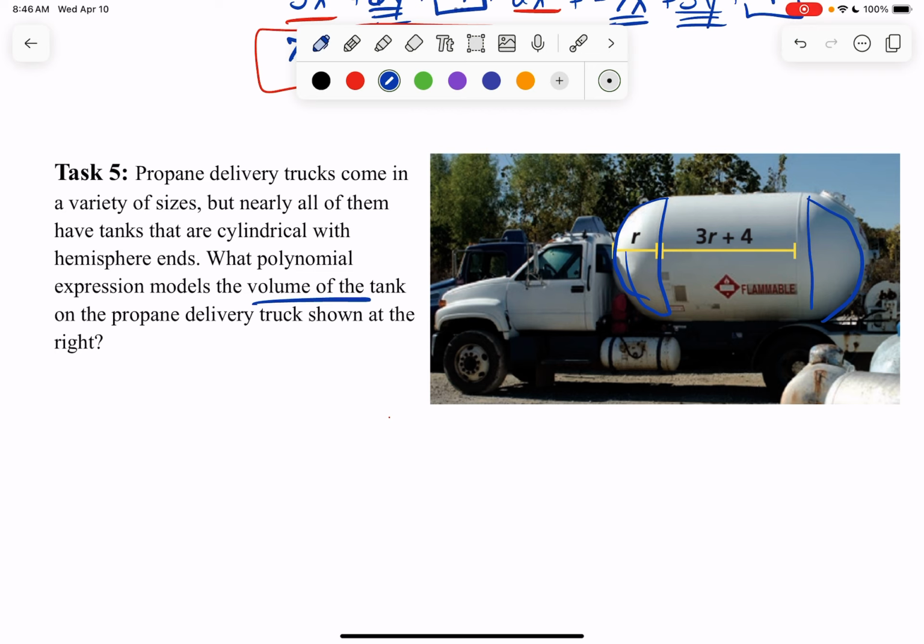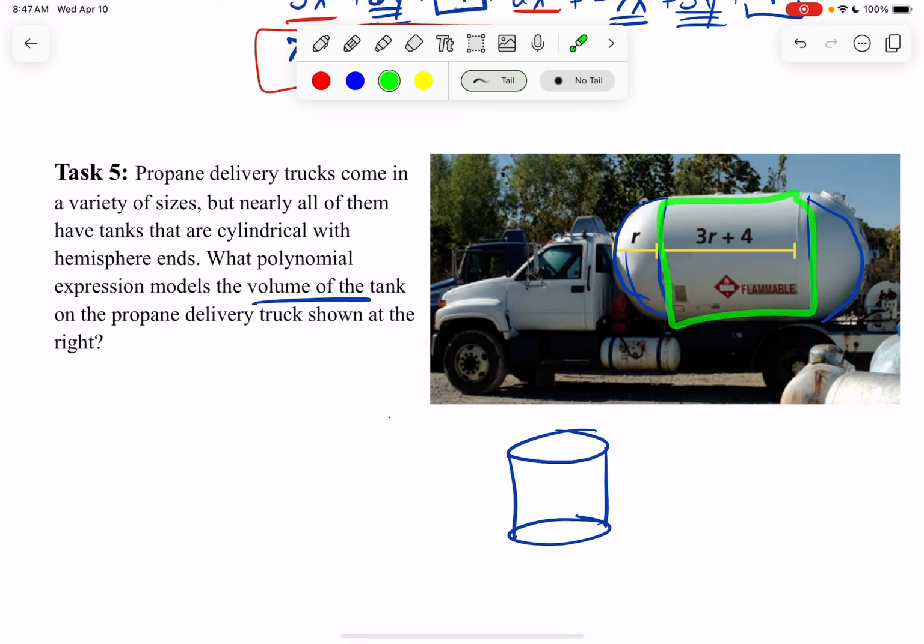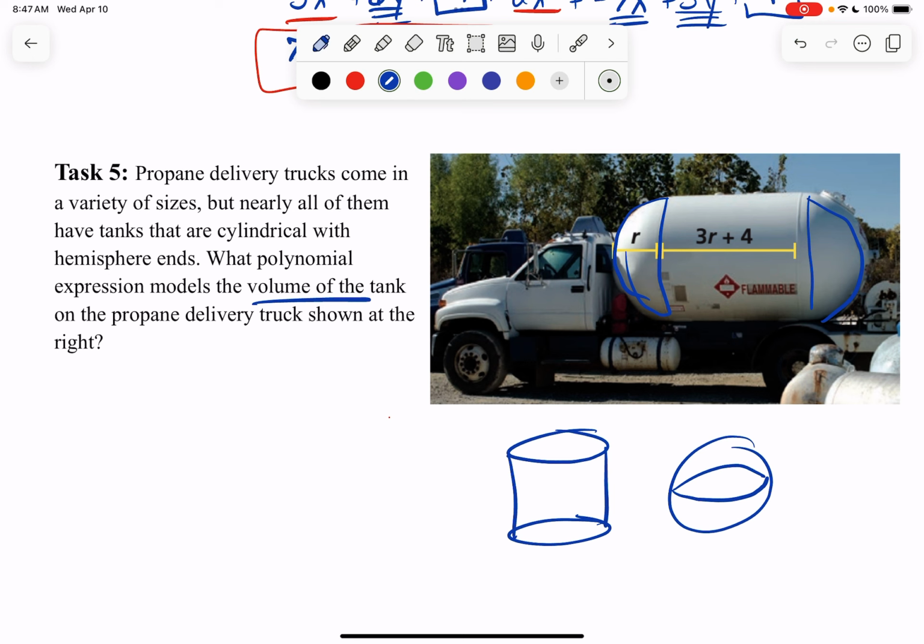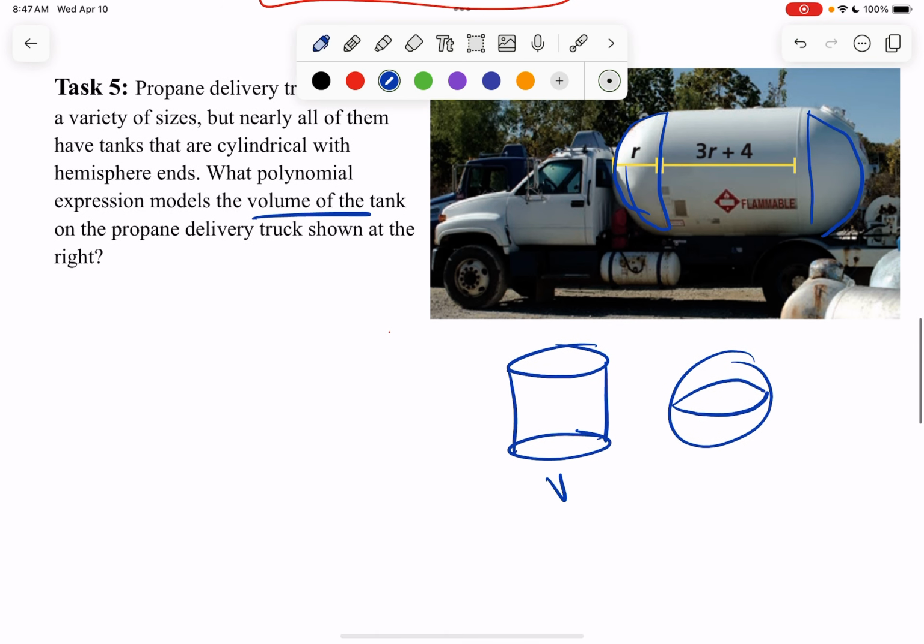First, this tank is made up of two different things. It has the cylinder that makes up this middle piece, and then it has the two hemispheres. It has these two ends, which if I put them together, make one sphere. So really, I will need to find the volume of the cylinder, we'll call it volume sub 1, and then the volume of the sphere, volume sub 2, and add them to get the total volume. Again, we're looking for the number of cubic units, like the number of cubes that would fit inside this tank.